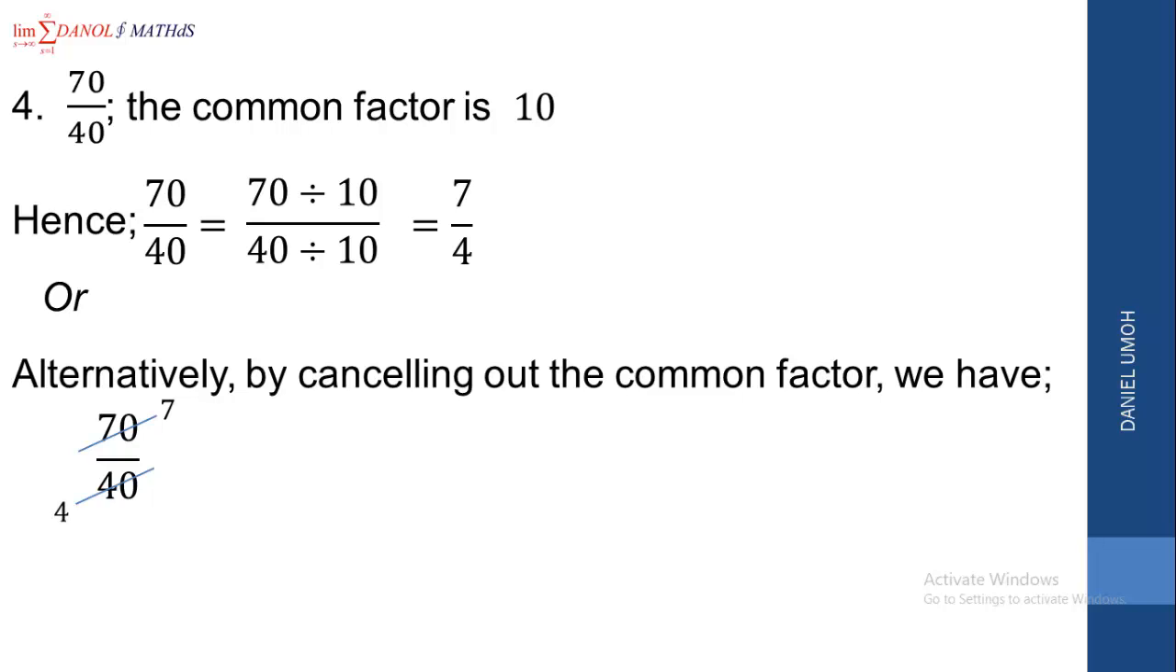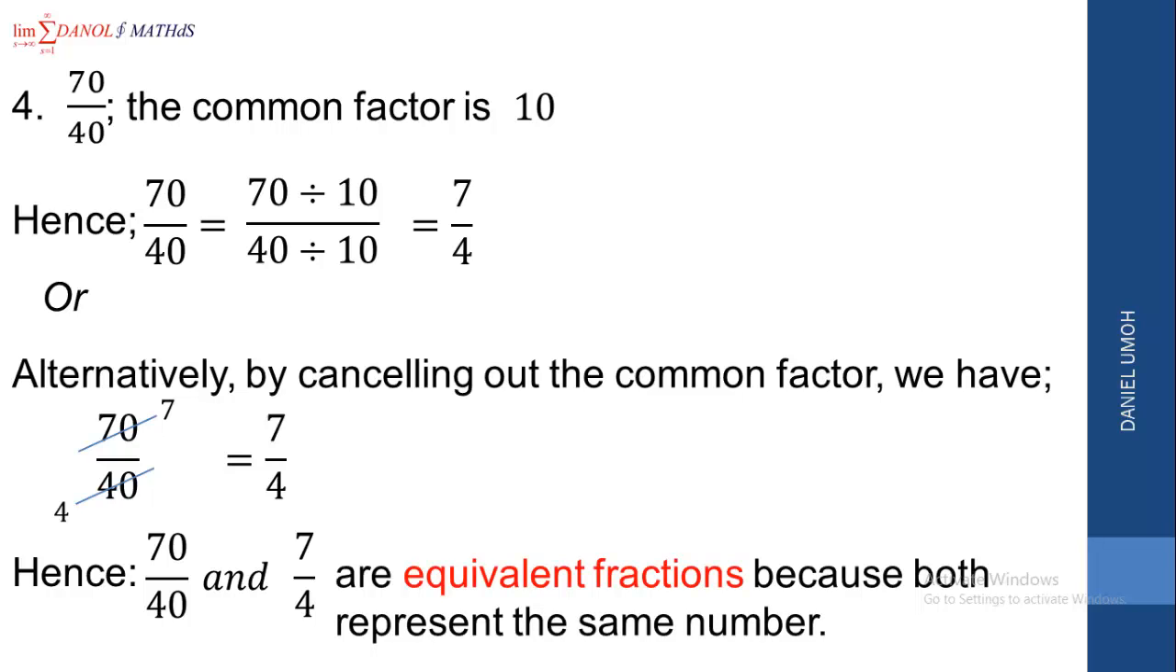Another way to do this, of course, you can see 70 and 40. 0 and 0 is common among both of them. So you can just simply say 0 cancels 0. So what is left is 7 over 4. So it therefore means that 70 over 40 is equal to what? 7 over 4 in its lowest term. Hence, 70 over 40 and 7 over 4 are equivalent fractions. Please take note of equivalent fractions because both represent the same number.